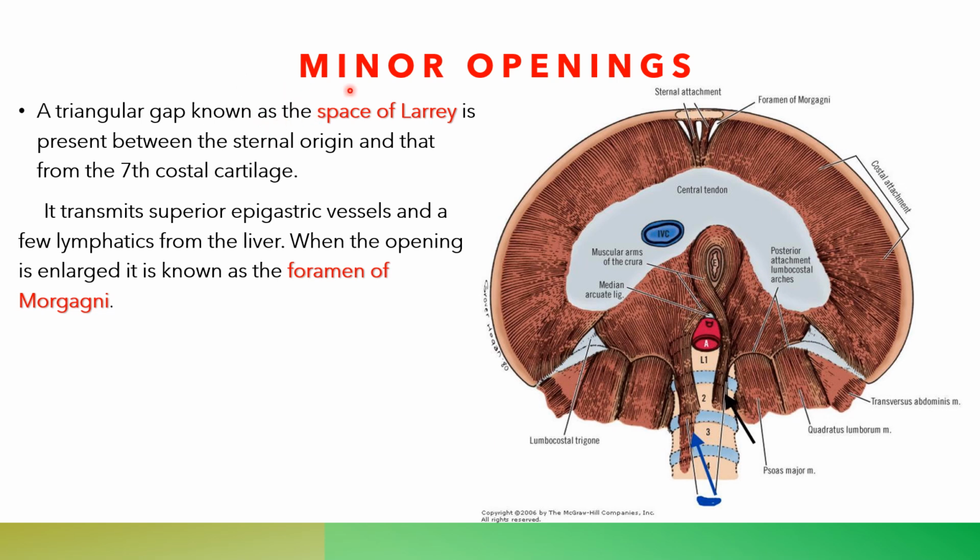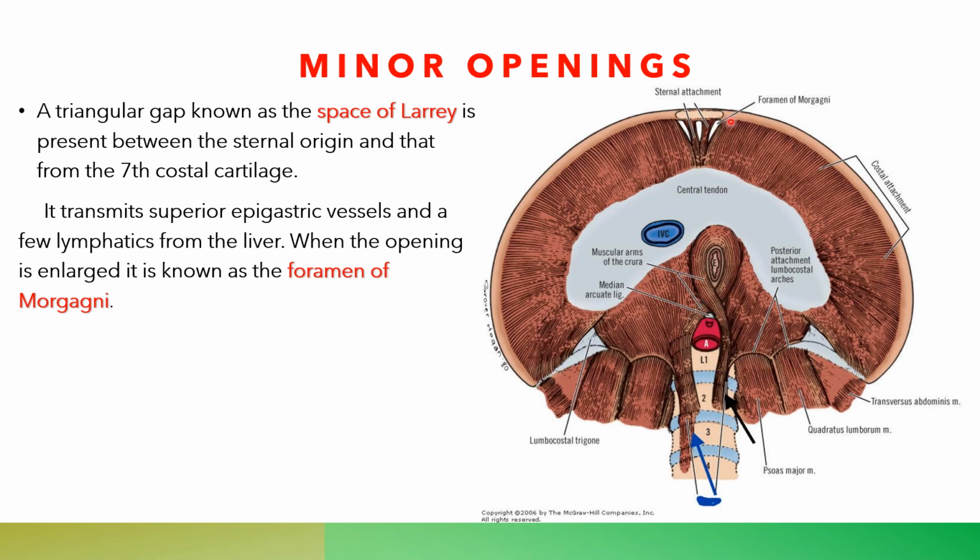Okay. Now let us proceed for the minor openings of the diaphragm. So a triangular gap known as space of Larry is present between the sternal origin. So this is the sternal origin of the diaphragm, and that from the seventh costal cartilage. That is called the space of Larry. So it transmits superior epigastric vessel and lymphatics from the liver. So when the opening is enlarged, it is known as foramen of Morgagni. So we say this is important, you have to remember.